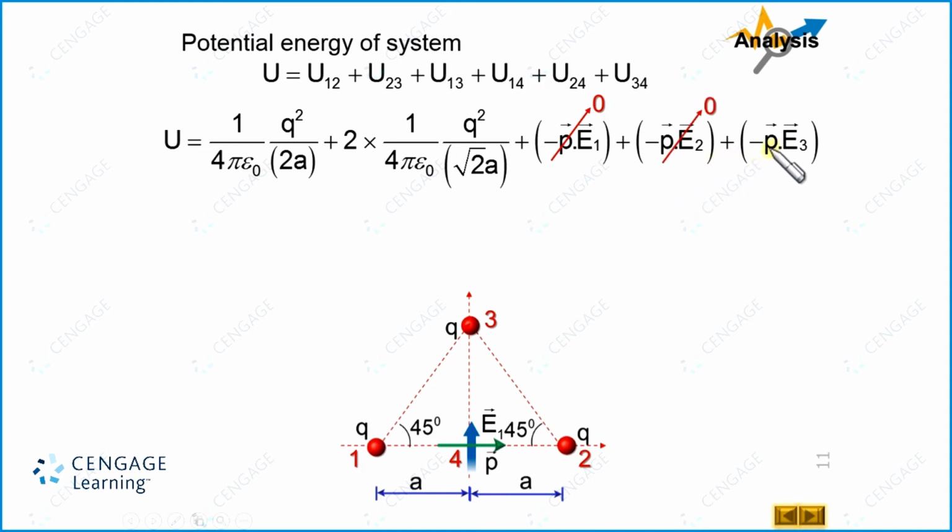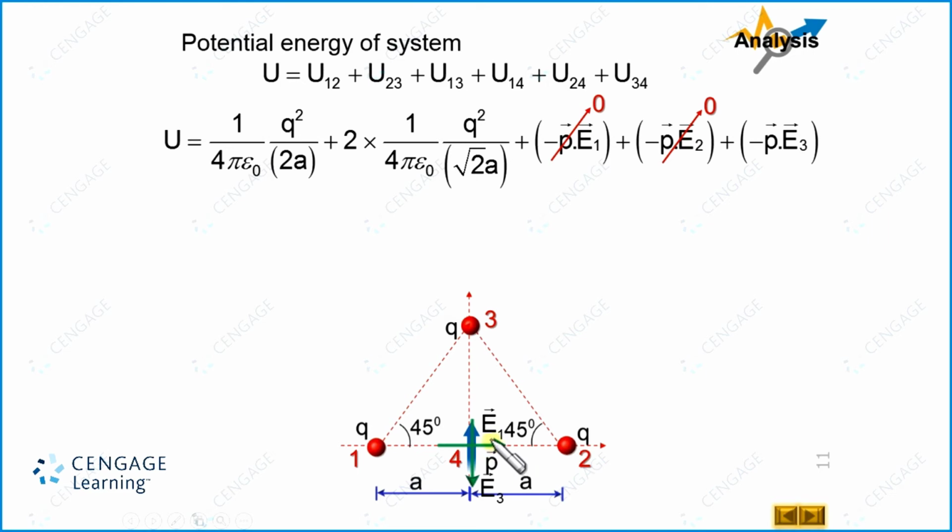Now let us calculate this term. P is the dipole moment, this one, and E3 is the electric field associated with this charged particle. This charged particle is positive. That means electric field vector E3 will be in the downward direction. That means the angle between the dipole moment vector and electric field vector is 180 degrees.